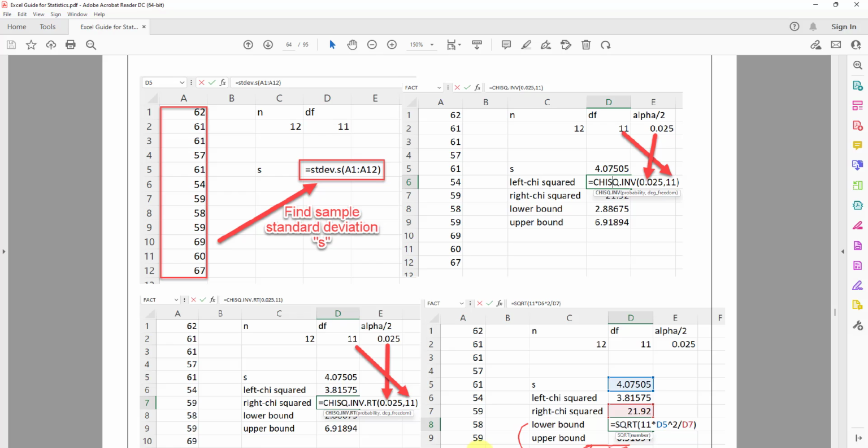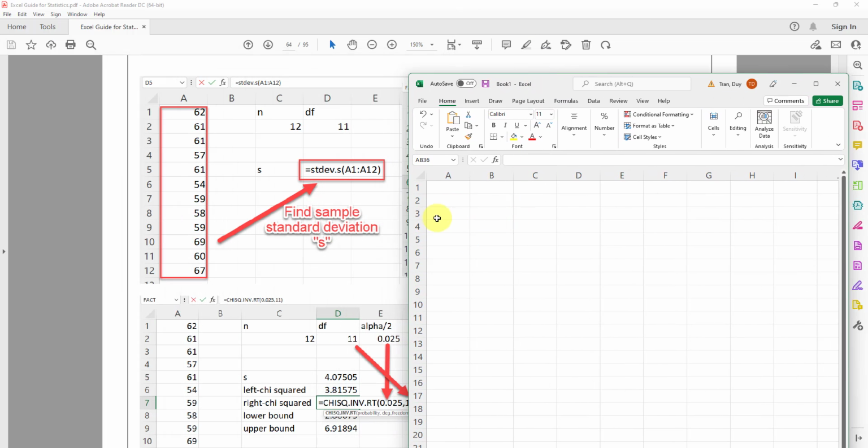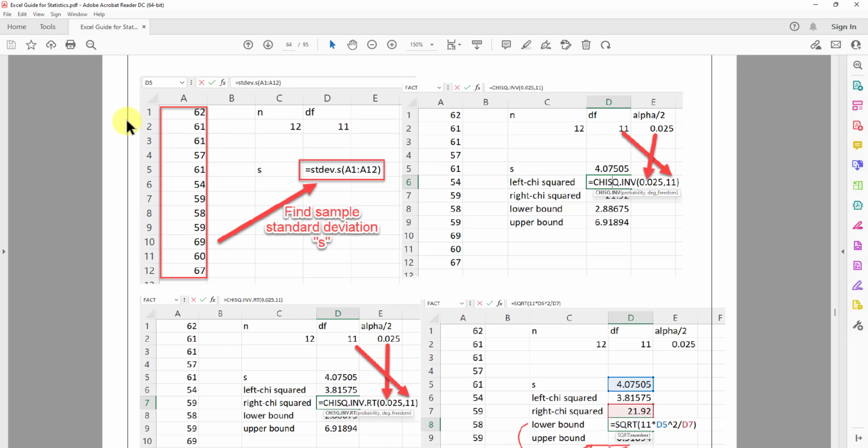So the first thing is we need to enter the numbers in one column, from 62 all the way to the last one. And then n is equal to 12. And then the degree of freedom, of course, is n minus 1. So 12 minus 1, it is 11. Okay, now let's try that in Excel.